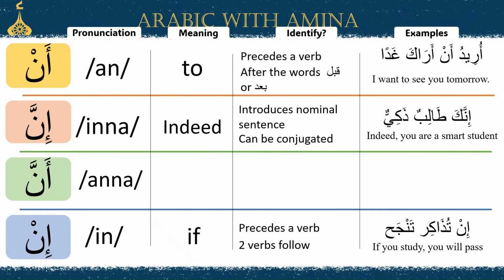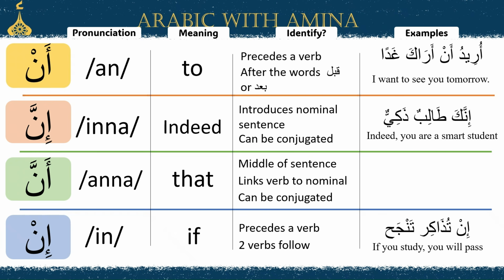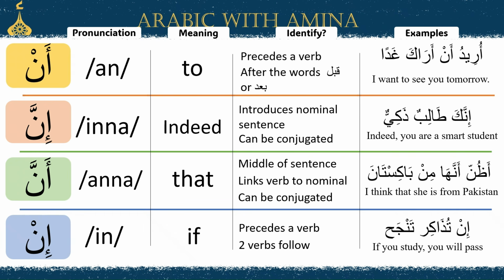So anna means the linking word that. It comes in the middle of a sentence because it's a linking word. It links a verb before it to a nominal sentence after it. And it can be conjugated. And our last example was أظن أنها من باكستان. I think that she is from Pakistan.